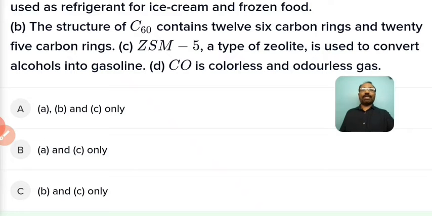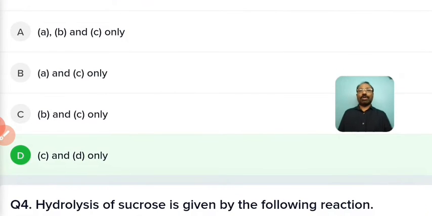But in case of C, ZSM-5, a type of zeolite, is a right one. It is used to convert alcohol into gasoline. This is a direct statement from our NCERT book. And CO is a colorless and odorless gas. So it is also a direct statement from the NCERT book. So C and D, these statements are right. So which are given as right statements? Here the combination of C and D is the right answer. So what is the right answer? D is the right answer.